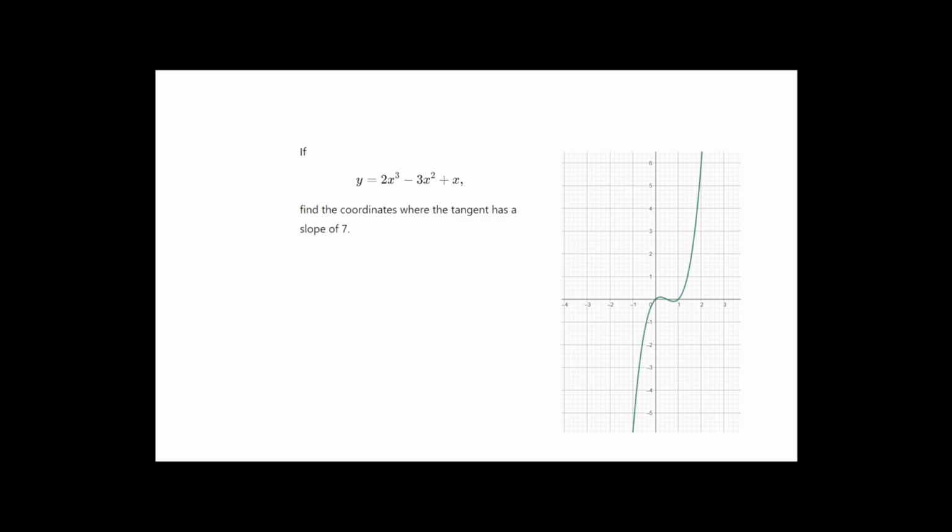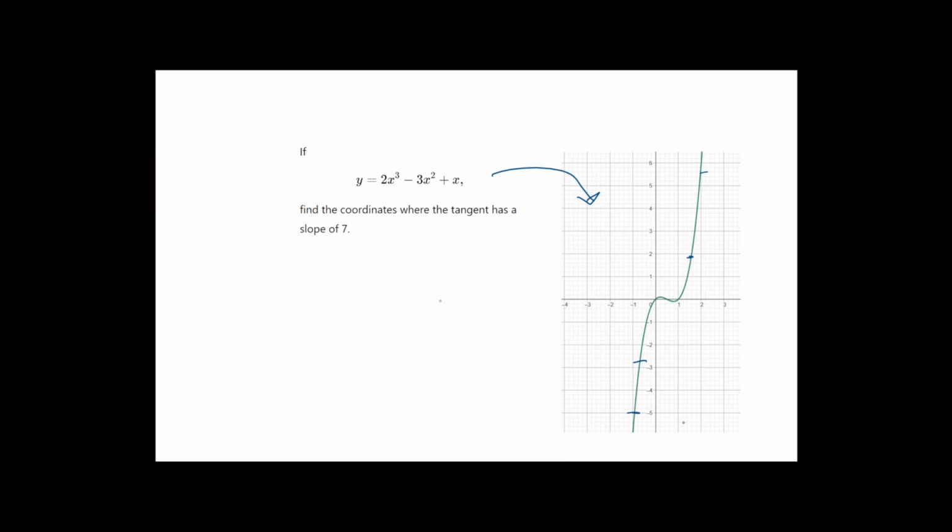Okay, the next one. Find the coordinates where the tangent has a slope of 7. So here is the graph. Well, the slope of 7 is going to be fairly steep, so it's going to be somewhere around here, I'd say. And notice that it's also probably around about here somewhere as well.